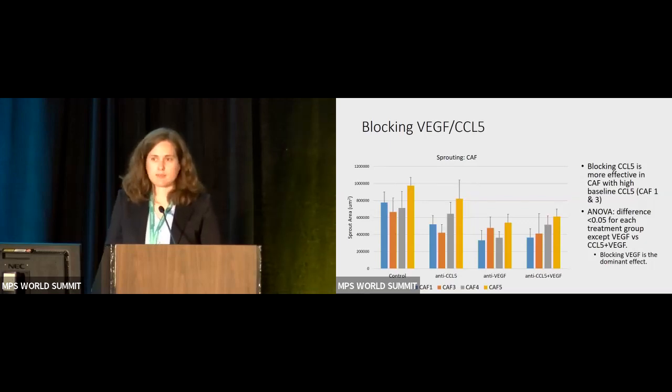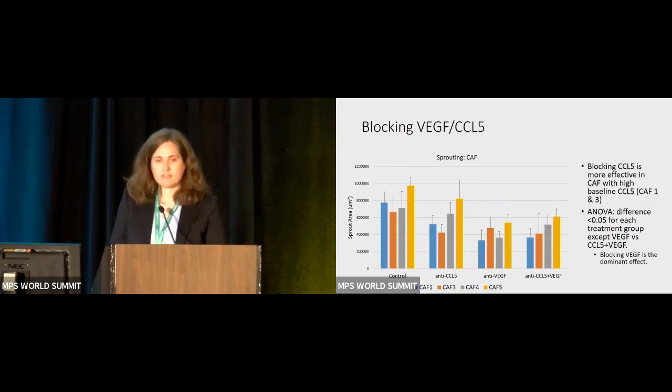And that's where we see the greatest reductions in sprouting when we apply the anti-CCL5 treatment alone. So as expected, when you block CCL5, it's most effective if the cells are already secreting quite a bit of it. The 2 groups where there was no significant difference was anti-VEGF treatment versus anti-CCL5 plus VEGF. So this sort of reiterates that VEGF is the dominant effect here, but that CCL5 is probably having a synergistic effect in the tumors that's producing this great amount of sprouting compared to the controls.